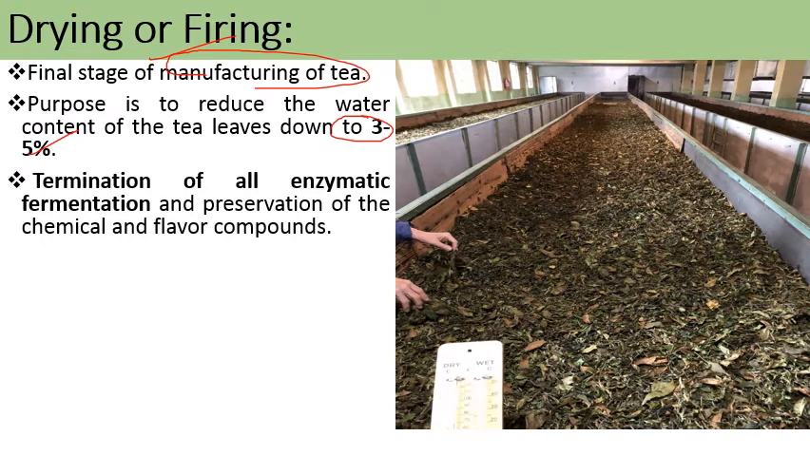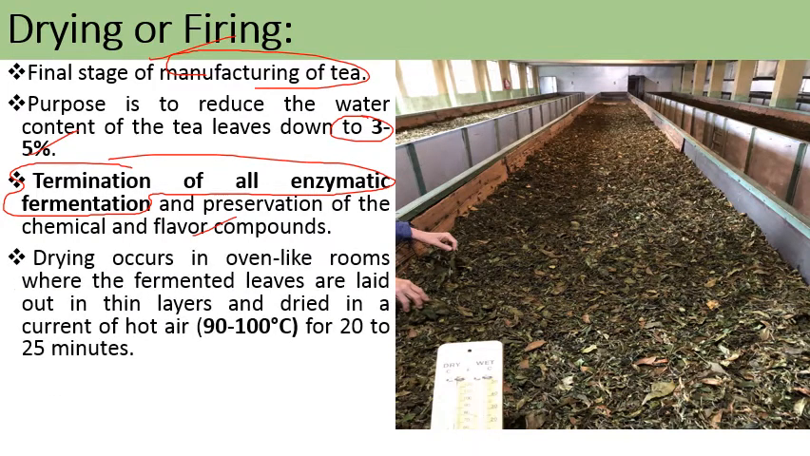Termination of all enzymatic fermentation. So इस step में जो enzymatic actions हैं वो भी terminate हो जाते हैं, and preservation of chemical and flavor compounds. Drying occurs in oven-like rooms where the fermented leaves are laid out in thin layers and dried in a current of hot air, that is of 90 to 100 degrees Celsius hot for 20 to 25 minutes.